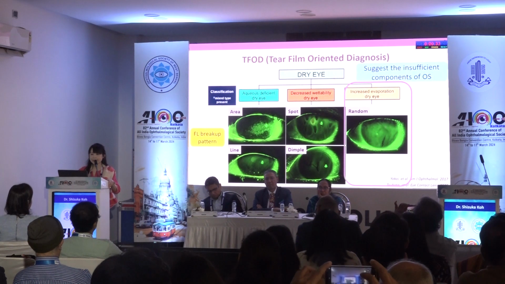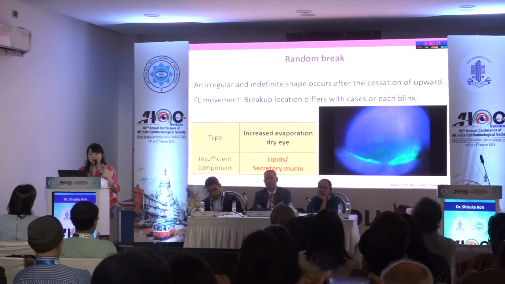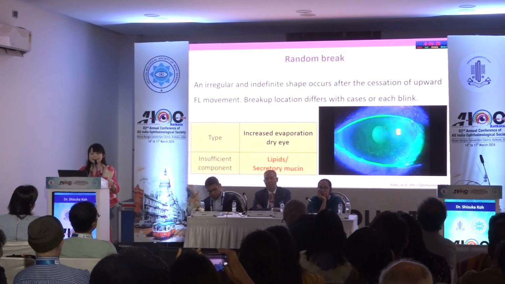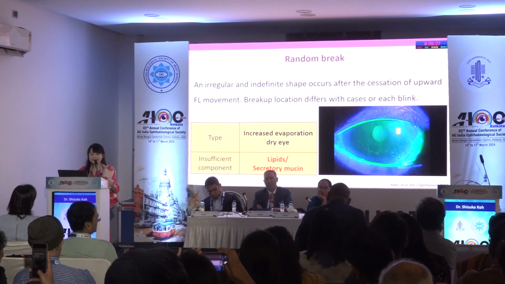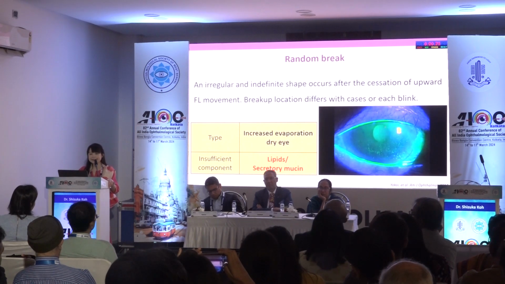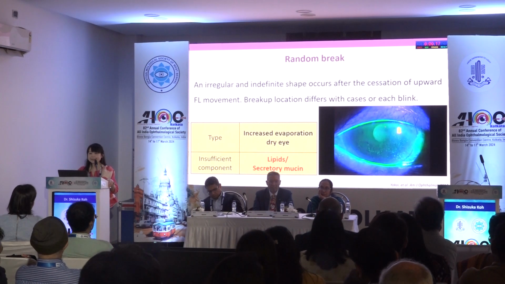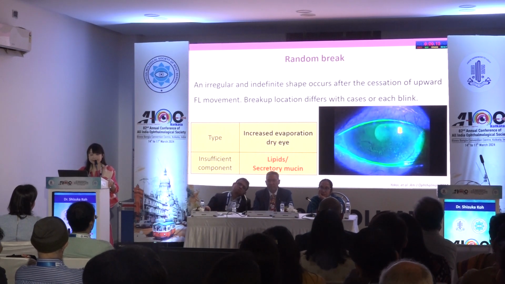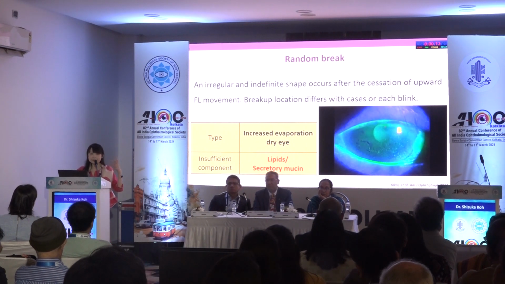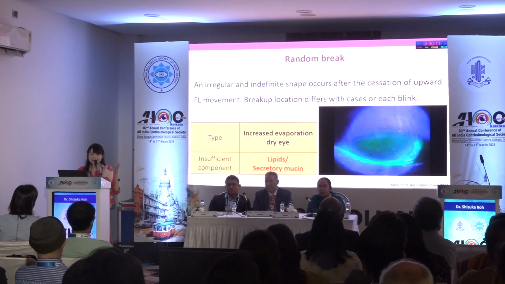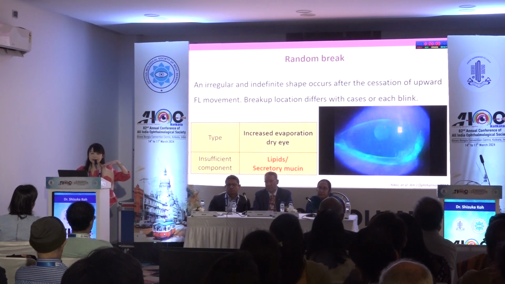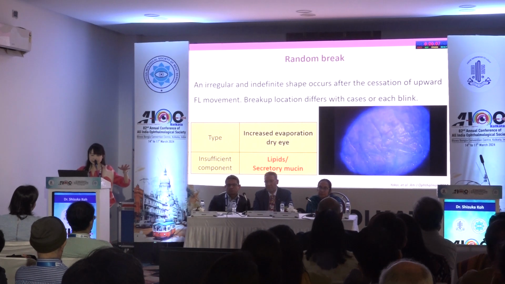Increased evaporation dry eye, random break. So this is the increased evaporation dry eye. The insufficient component is usually lipids associated with MGD. An irregular, indefinite shape occurs after the cessation of upward fluorescein movement. The point is you can see the breakup right after all the movement actually finishes.